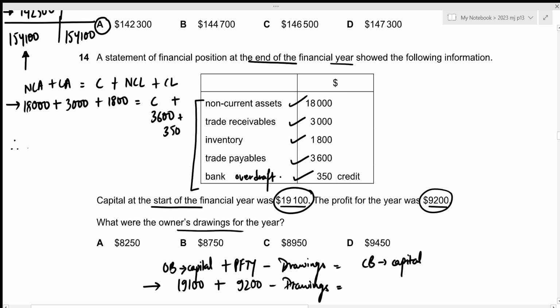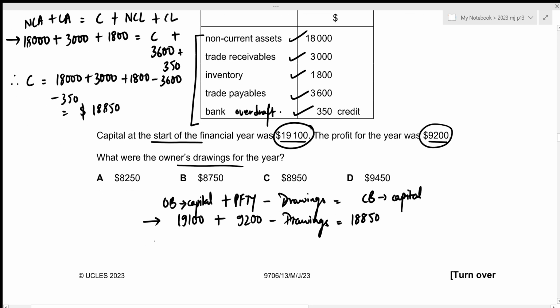So our capital or the closing capital balance will be 18,000 plus 3,000 plus 1,800 minus 3,600 minus 350, which results in 18,850. Okay, now we can easily figure out the drawings.